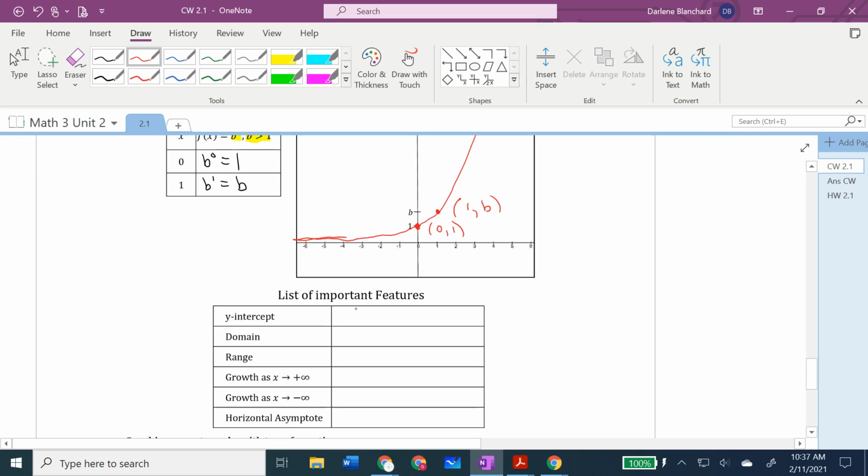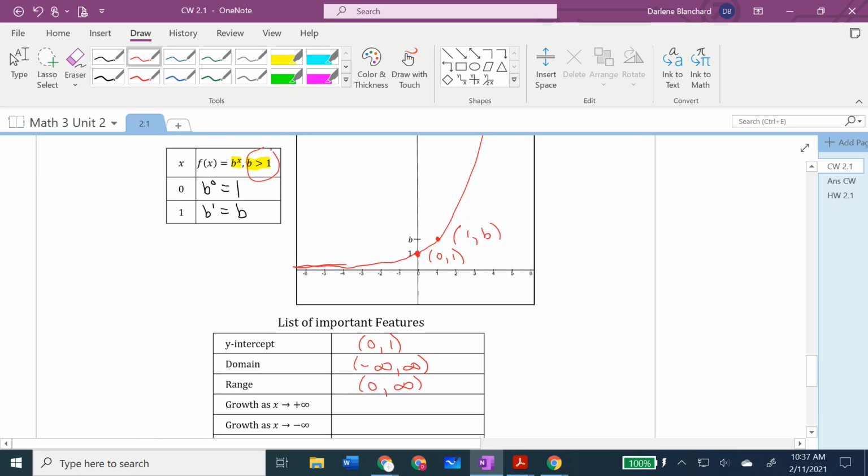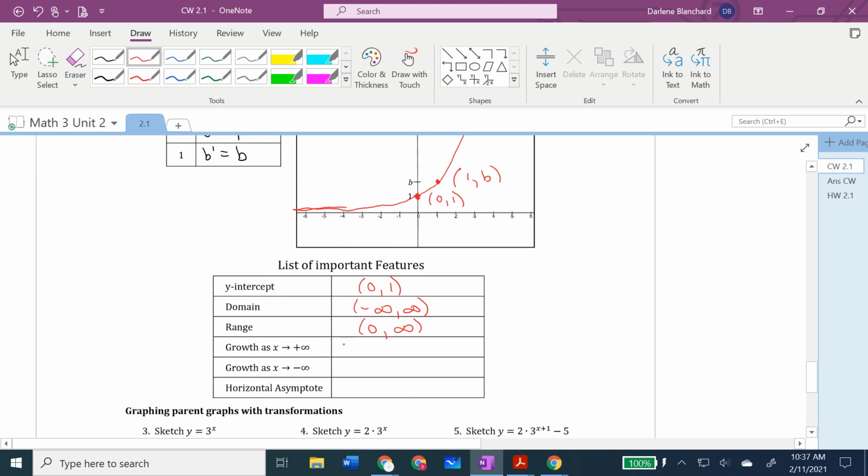So, important features. Know that the y-intercept every single time is the point 0, 1. The domain is always negative infinity to infinity. The range is always 0 to infinity, regardless of what the base greater than 1 number happens to be. As x approaches infinity, again, f of x approaches infinity. And then as x approaches negative infinity, f of x approaches 0. And the horizontal asymptote is y equals 0.